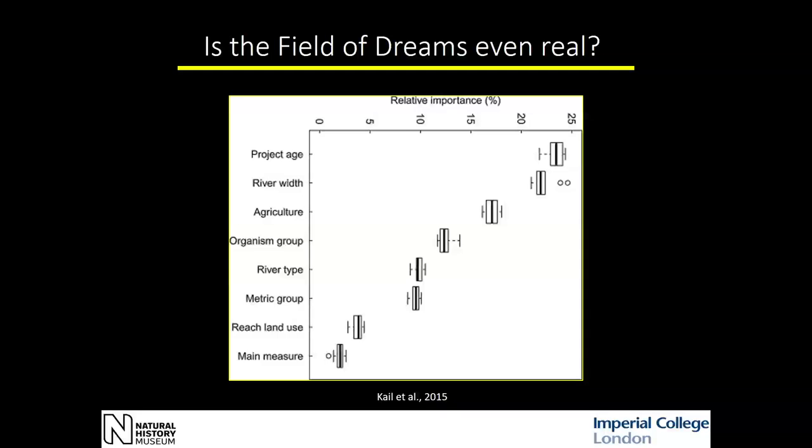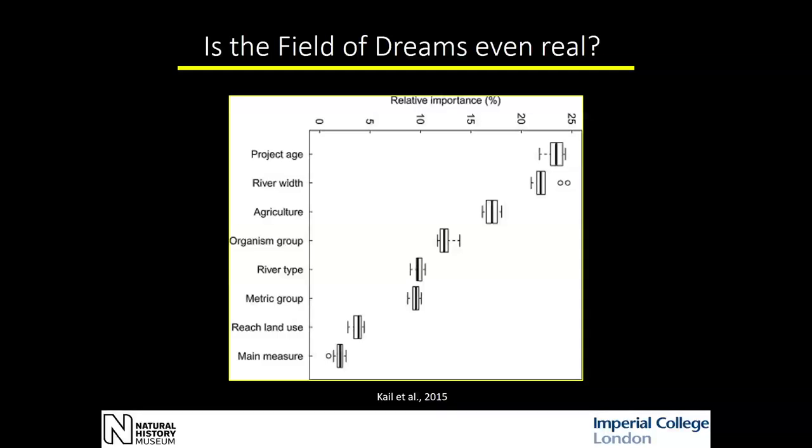Is the Field of Dreams hypothesis even true? Joachim Kael and his group have done a paper looking at studies that they've collated that have all this data, and they've found that even where you monitor effectively, other environmental variables can have a greater effect than the restoration.